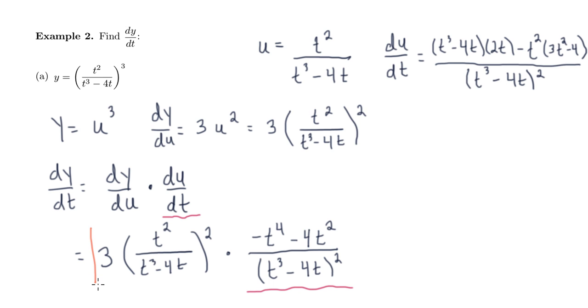So here's the derivative of this function, or the rate of change of y with respect to t. So we took the derivative of the outermost function, left the innermost function, then multiplied by the derivative of the innermost function.